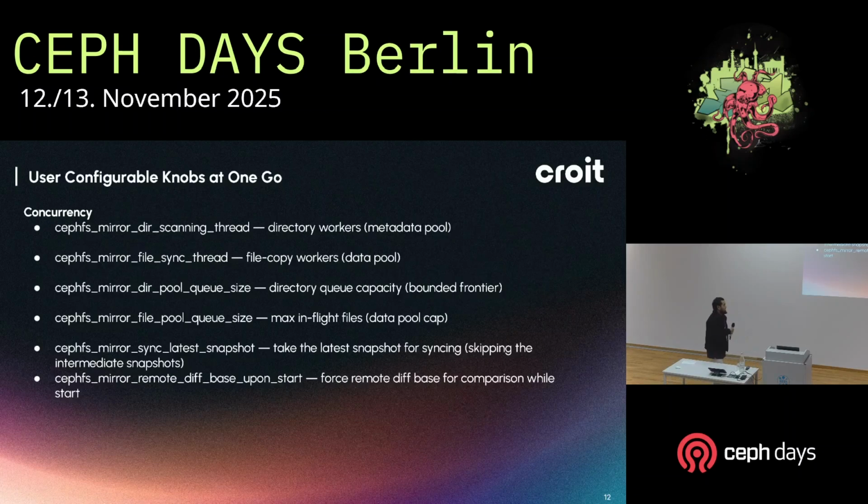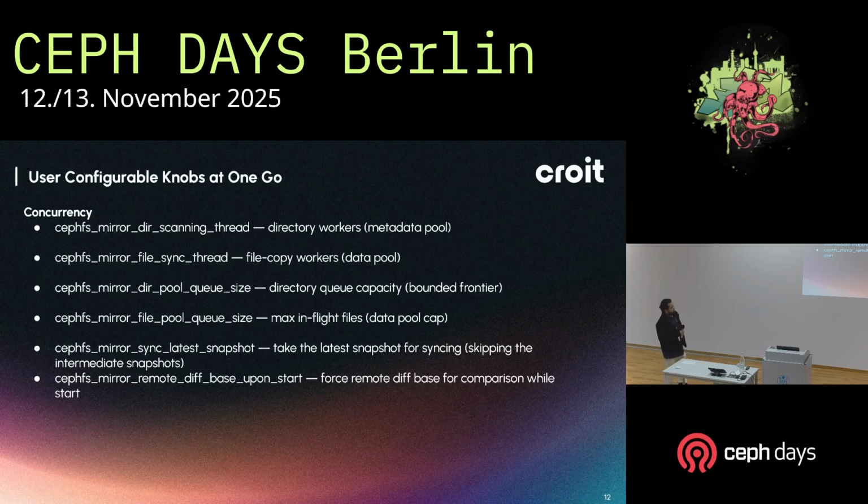That actually keeps memory predictable and spreads work across threads. I think we are on the last stage. For the concurrency part, there are some global variables we can tune, like the Cephfs-mirror rescanning thread, which is the number of threads in the metadata pool, and the file sync thread, which is for file copy workers. The pool queue size and file pool queue size are pretty common.